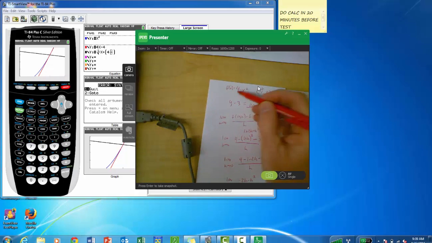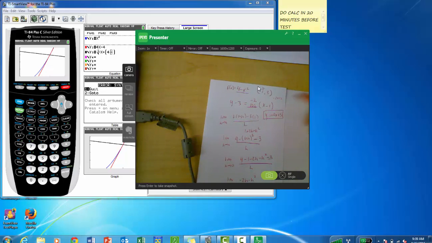So if you put this on your calculator in y1, and then you solve this for y, so negative 2x plus 2, and then add 3, y equals negative 2x plus 5. Type that line into y2. This line should be tangent to this curve at x equals 1. And that, my friends, is how you write the equation of the line. If I were to do the normal, I would have this exact same formula, but instead of negative 2, I would use positive 1/2.